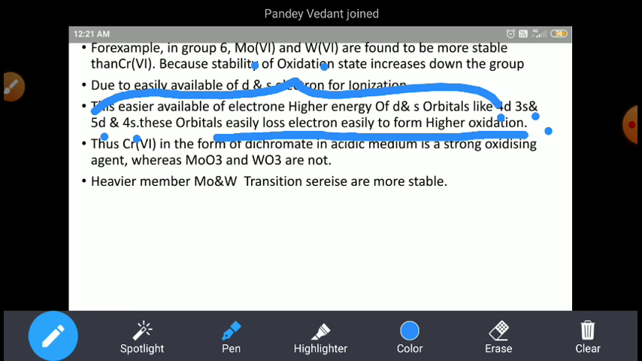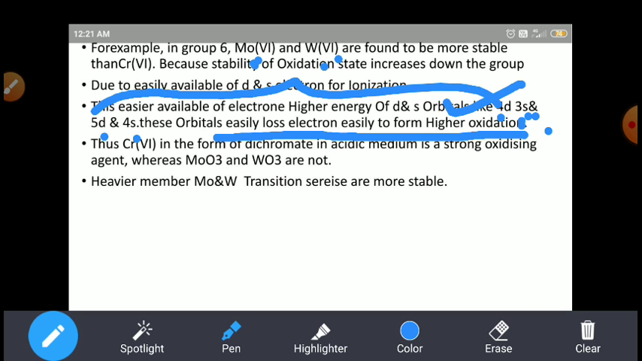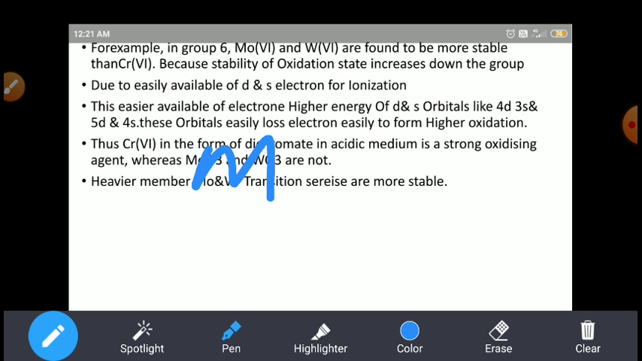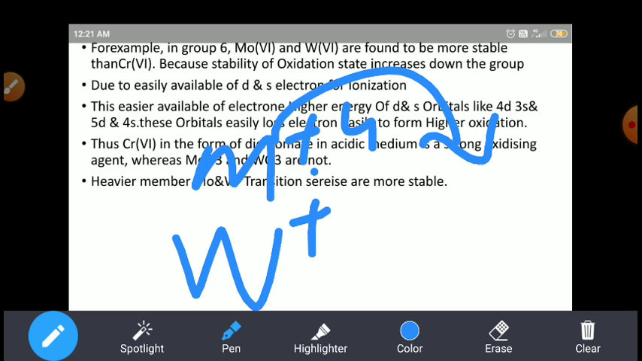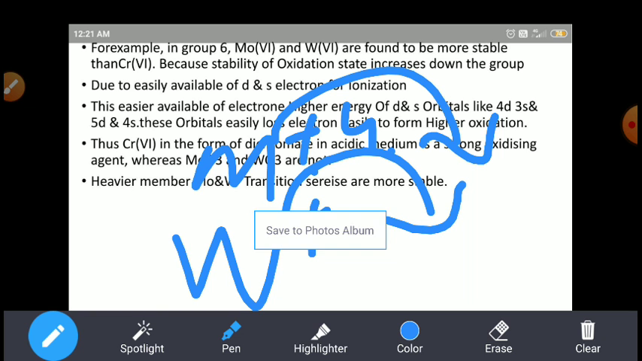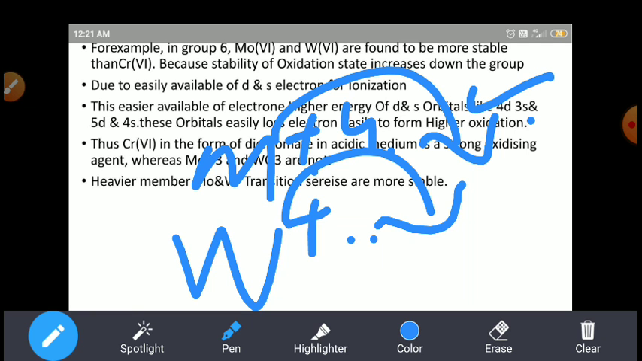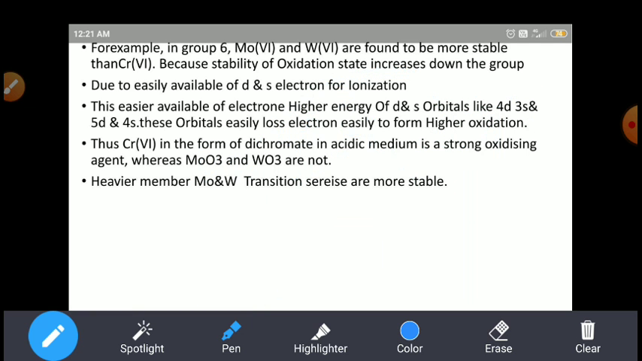Molybdenum and tungsten are more metallic than chromium. So they release electrons more easily and attain the higher oxidation state here. So molybdenum is stable here; it again loses electrons after releasing 4 electrons, and tungsten is also stable. Again it loses electrons, because these are highly metallic elements and show the higher oxidation state as compared to chromium.